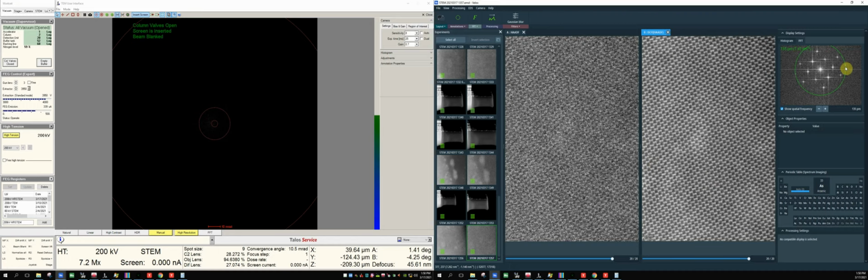And you see the same FFT over here. And this is all about how to do STEM imaging on Talos. And enjoy using the microscope.